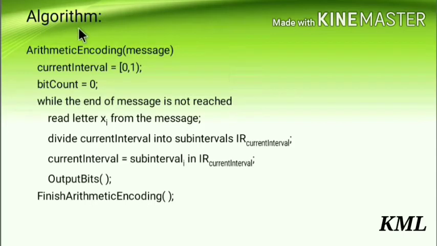So here I have the algorithm: arithmetic encoding. Message, current interval equals 0, 1. This is your initial interval. Bit count equals 0; bit count is a counter. While the end of the message is not reached, read letter xi from the message. Divide current interval into subintervals, IR current interval. Current interval equals the subinterval in IR current interval. Then output bits is one function used for outputting the bits. And this is finish arithmetic encoding, the final step. Okay, so let's move ahead.